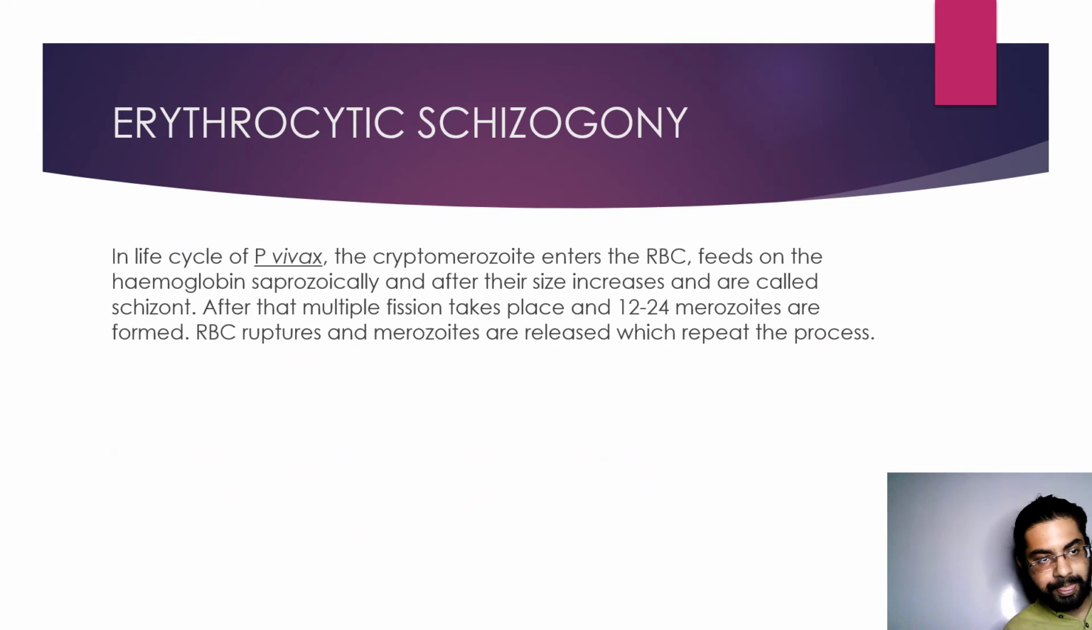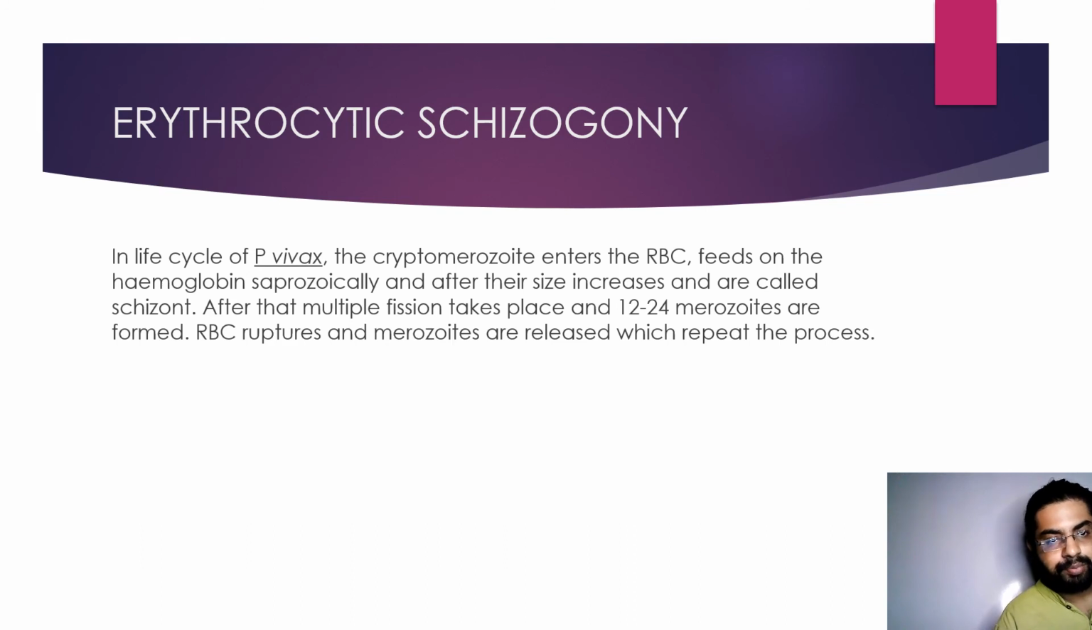pseudopodiospores. Now erythrocytic schizogony. In the life cycle of Plasmodium vivax, the cryptomerozoite enters the RBC, feeds on the hemoglobin saprozoically, and after its size increases it is called a schizont. After multiple fission takes place and 12 to 24 merozoites are formed, the RBC ruptures and merozoites are released, which repeat the process. So this type of fission, multiple fission, happens in the life cycle of Plasmodium vivax.